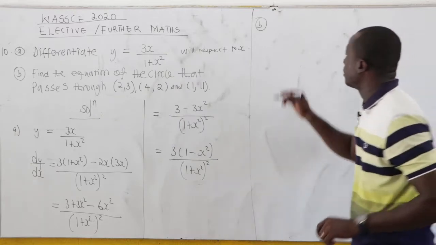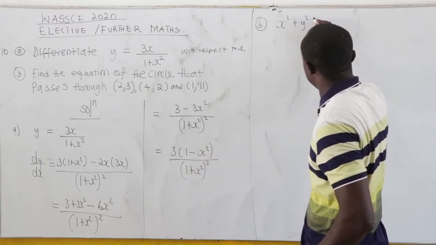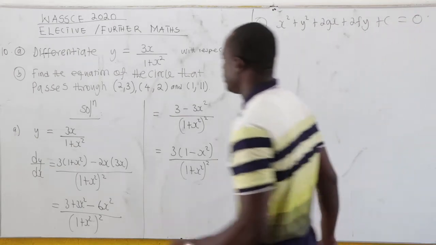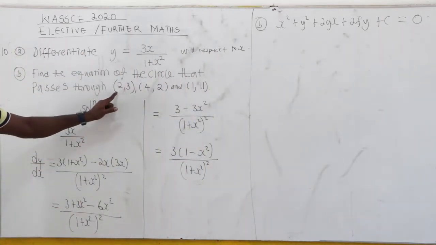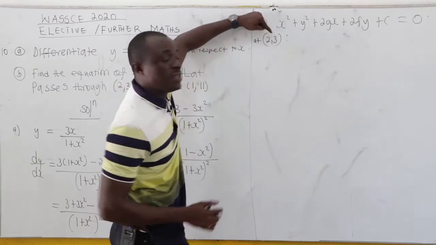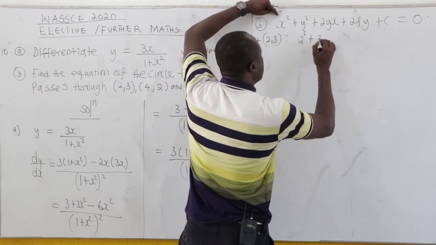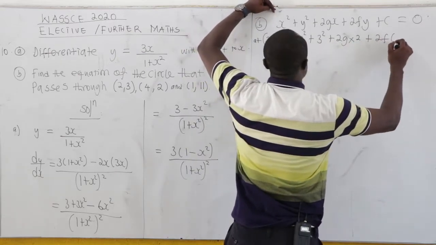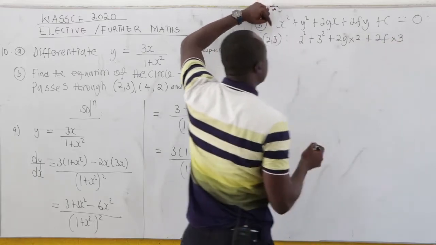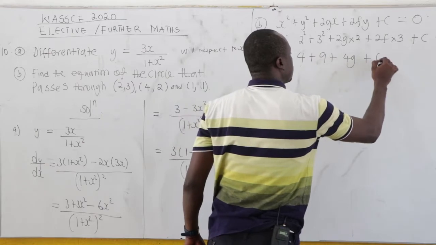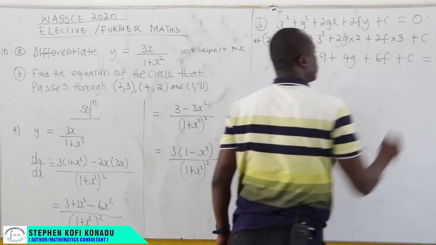Now the general equation of a circle is given as x squared plus y squared plus 2gx plus 2fy plus c equal to 0. So at the point 2, 3, x is 2, y is 3, and this will give us 2 squared plus 3 squared plus 2g times 2 plus 2f times 3, then plus the constant equal to 0. Now 2 squared, so this will give us 4 plus 9 plus 4g plus 6f plus c equal to 0.